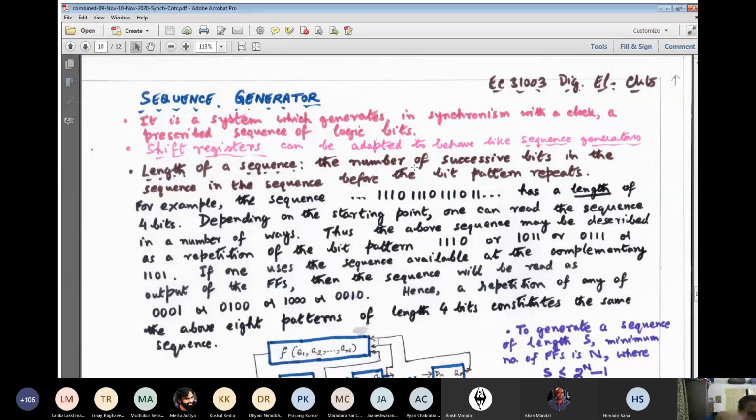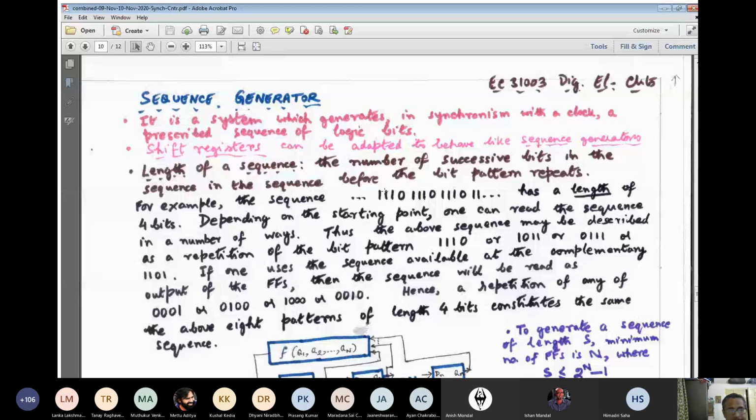And you are reading the sequence, still the same sequence will be regenerated. So length of the sequence means you are reading the beats one after another till the beat pattern repeats itself. The number of successive beats in the sequence before the beat pattern repeats. So I give one example.